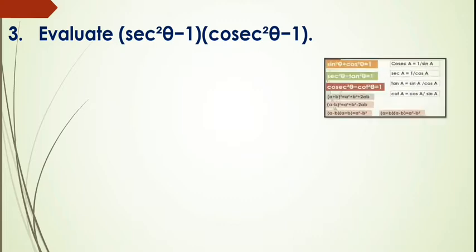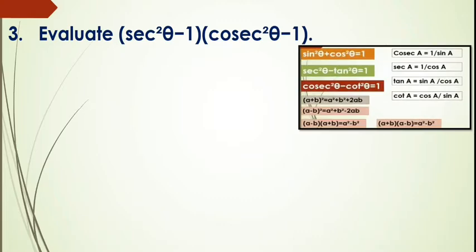See the third problem: evaluate (secant square theta minus 1) into (cosecant square theta minus 1). Just observe the formulas. Is any trigonometric identity matched with this secant square theta minus 1? Observe that secant square theta minus tan square theta is equal to 1. So if we move 1 to this side, then we get secant square theta minus 1. So we can compare this with this, and also cosecant square theta minus 1.